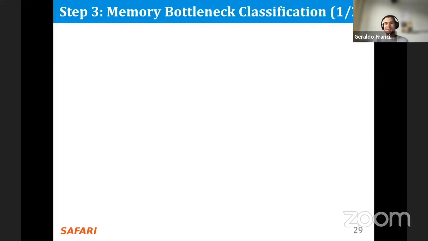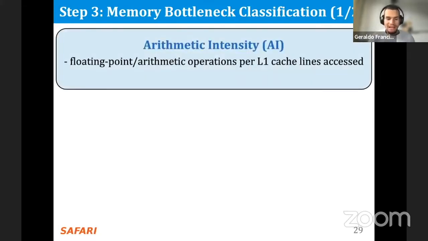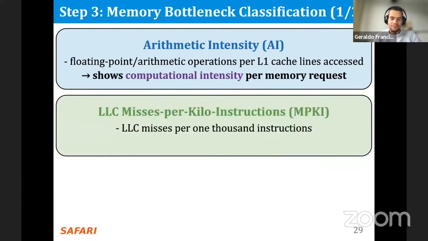The scalability analysis makes use of 3 architecture-dependent metrics. First, arithmetic intensity, or AI, which we define as the number of floating-point arithmetic operations per L1 cache line access. Arithmetic intensity is useful to show the computational intensity per memory request of a particular application. Second, like prior works, we use the last-level cache misses per kilo instructions, or MPKI, to indicate the memory intensity of the application.